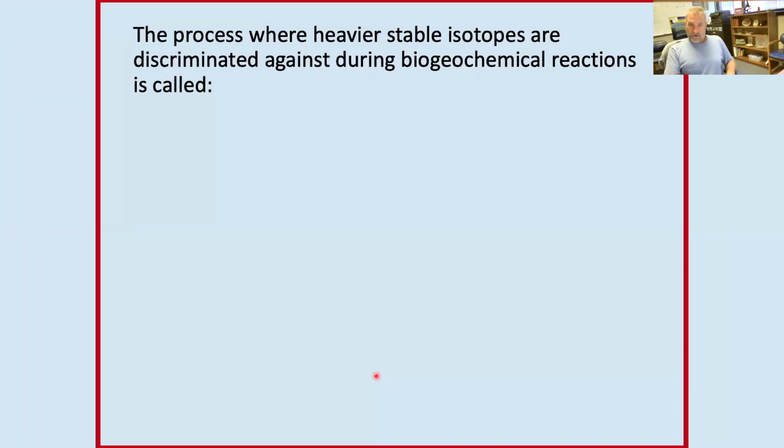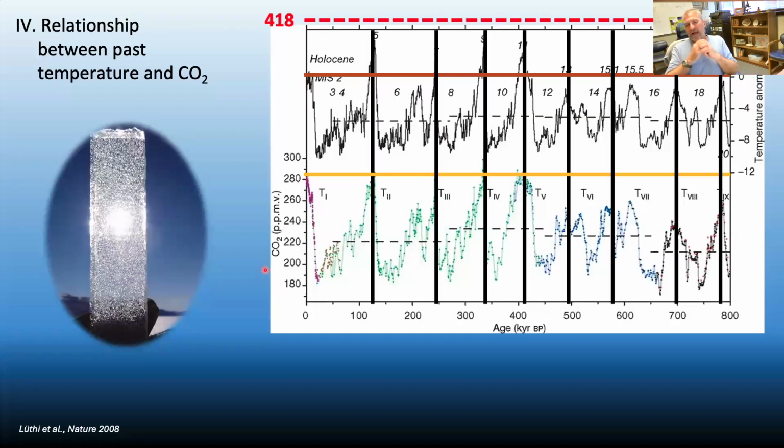The second one here is, well, the process where heavier stable isotopes are discriminated against during biogeochemical reactions is called what? This is called fractionation. Okay, fractionation. Okay, so let's talk a little bit about the relationship between past temperature and carbon dioxide.